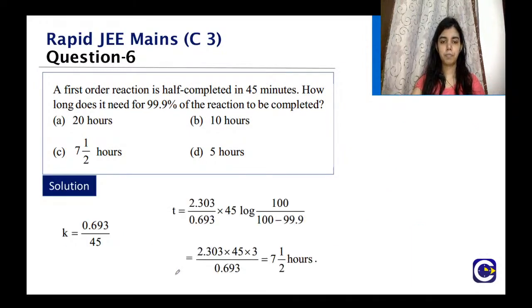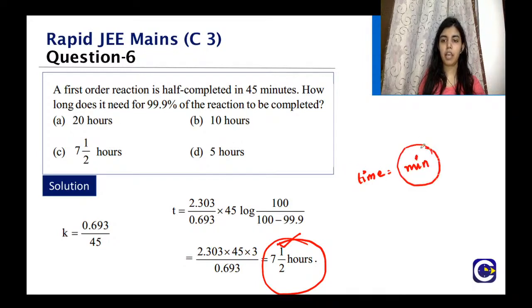See here, when you calculate this, you can get the answer as 7.5 hours. Remember that the time you will be getting here will be in minutes, right? And you have to give the answer in hours. So remember to divide the answer by 60 basically, so that you can get the time in hours. So the answer you will get here is 7.5 hours. I hope it is clear.